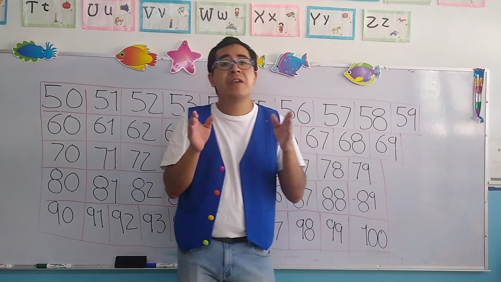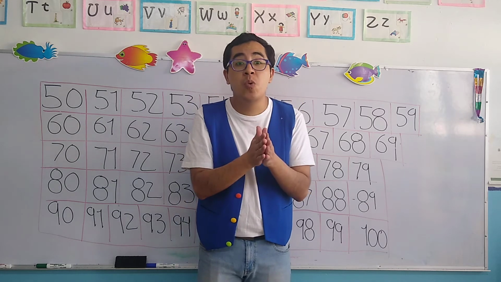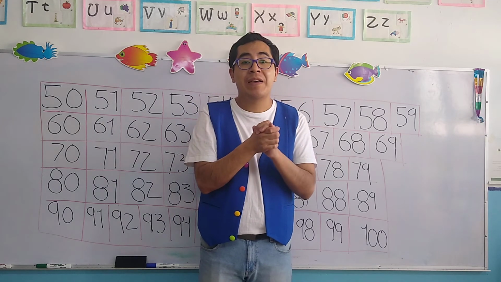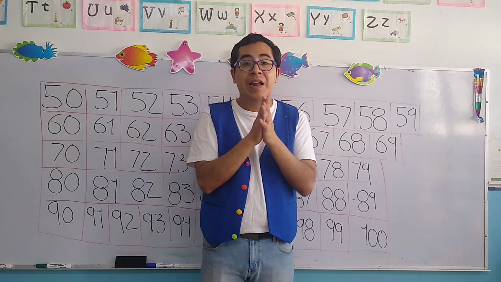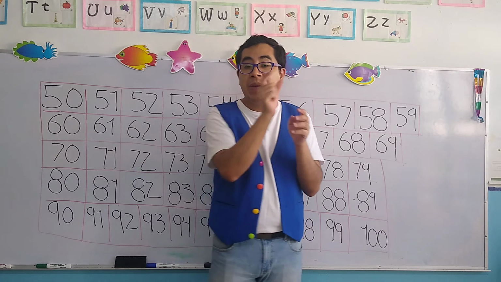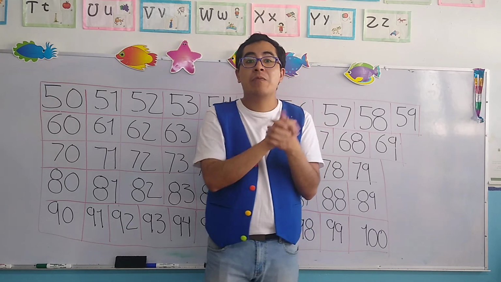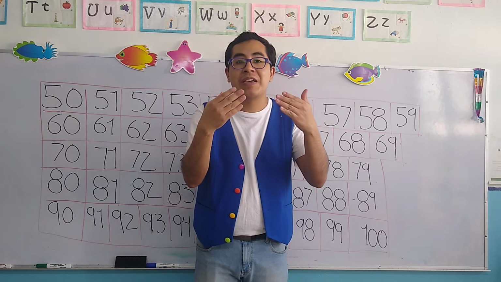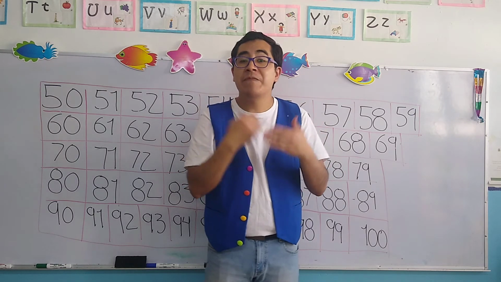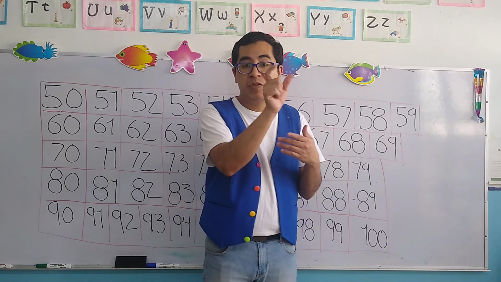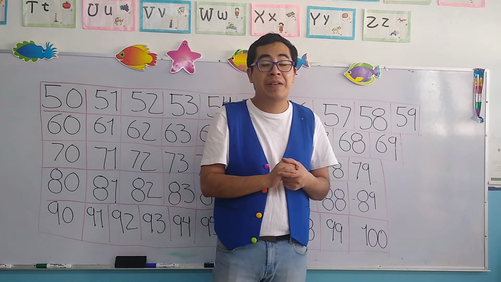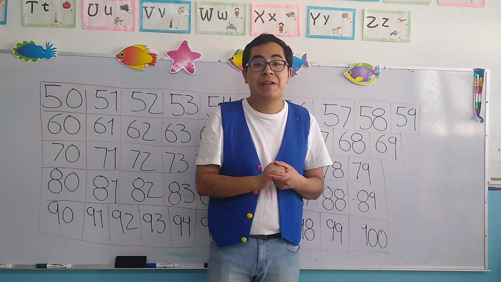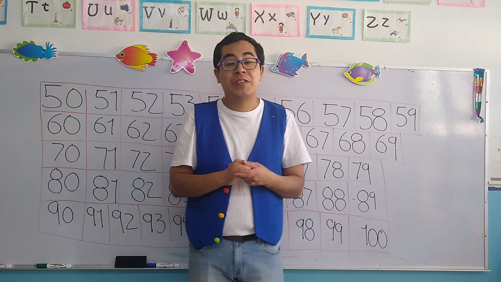Very good. Remember, the first word is the clue. Recuerden, la primera clave es la primera palabra de la numeración. 70s with the 7, okay? 60s with the 6, 50s with the 5. So the first word is the key, es la clave para saber la numeración.